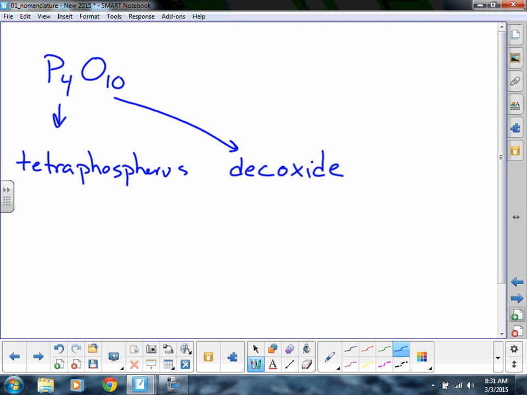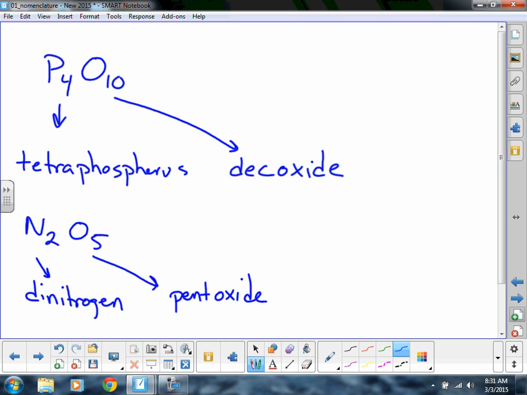And do one more example, then we'll try a couple of names here. How about N2O5? So 2 nitrogens, we saw that one before, dinitrogen. Now we have 5 oxygens. The prefix for 5 is penta. Again, oxygen starts with an O, so we're going to drop the A from that. So instead of pentaoxide, it's going to be pentoxide. So a couple more examples there going from formula to name.